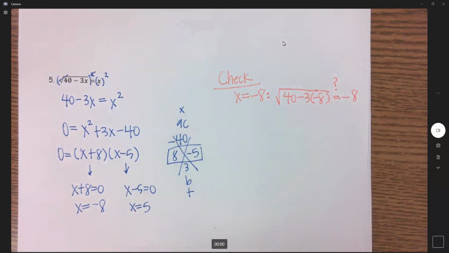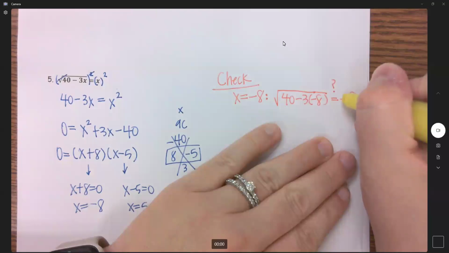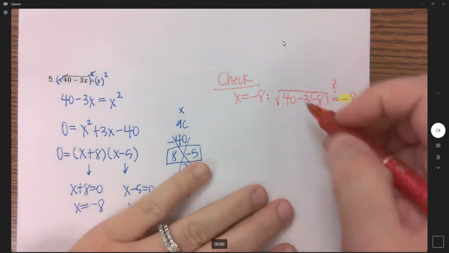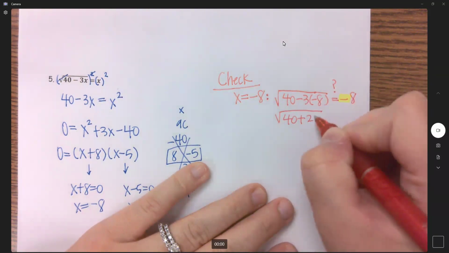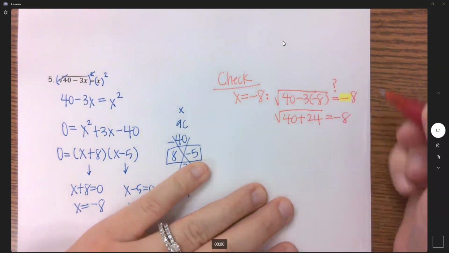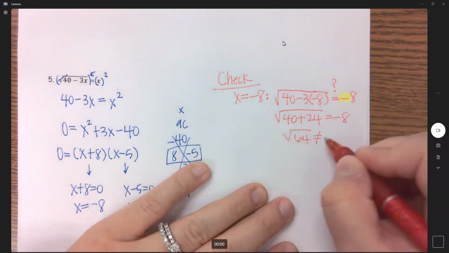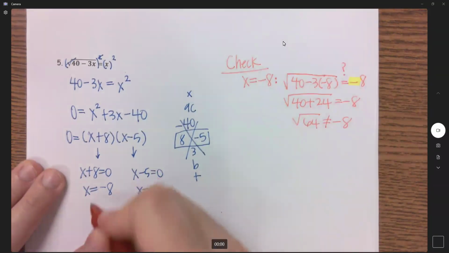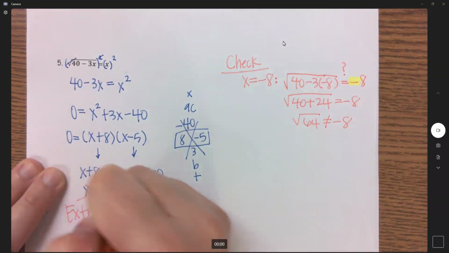Now, from last video, whenever I have a square root equaling a negative, this is never going to work. So I can tell you right now, this one doesn't work. But if you went through, you would see that we would have 40 plus 24. That's going to give me 64. And the square root of 64 is not negative 8. It is positive 8. So this is not a solution. This one is extraneous.